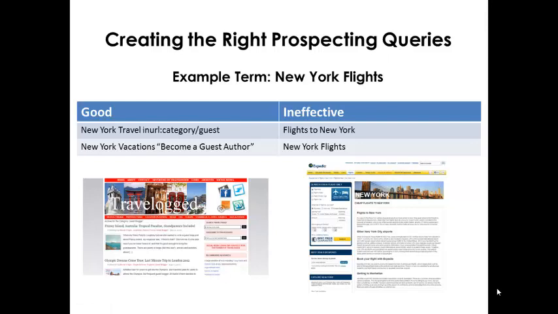For example, if I owned a travel site, entering keywords like flights to New York are going to return competitors that are unlikely to link to me. But if I search for opportunities like guest posts, link pages, or infographic pages, I'm more likely to find people who are interested in my content and thus likely to link to my site.